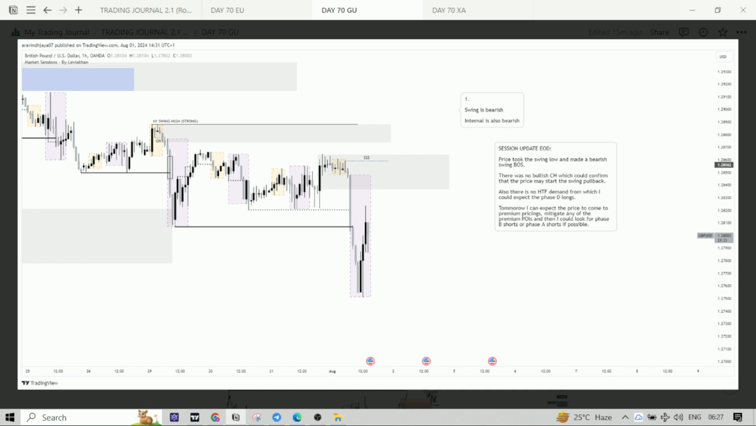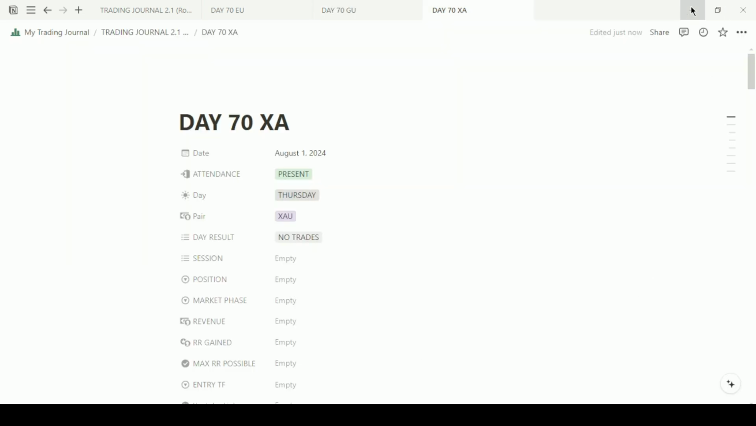So that's all for GU. Let's see what happened in gold. The gold will be a bit interesting, so not like EU and GU. Hi, this is gold, and there are no trades in gold also, but the price action is very interesting.